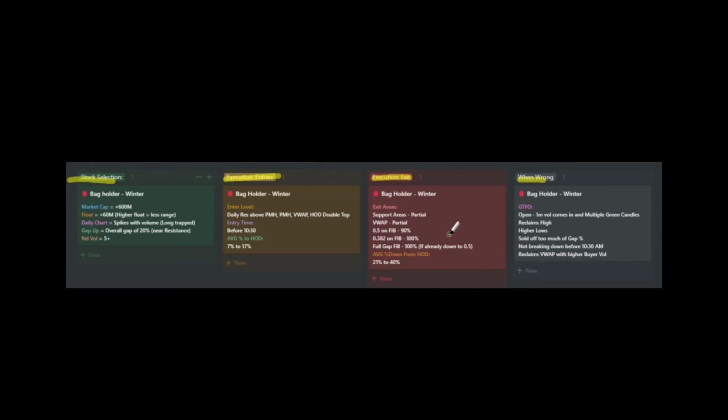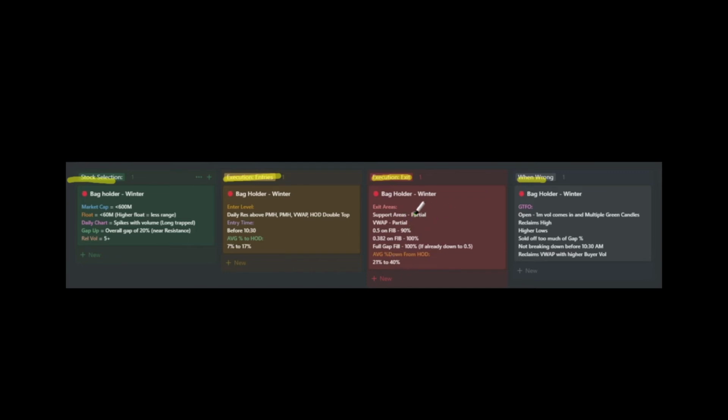So for me, I look for support areas, I'll take partials. VWAP, I'll take partials. 0.5 on the Fibonacci, I'll take 90%. And then for 0.382 or full gap fill on the daily, I'll take 100%. So kind of whatever it gets to first. Normally, it will get to 0.382 first because it is a bit before it. But, you know, if it's kind of close and it's still looking very weak, I'll look for the full gap fill.